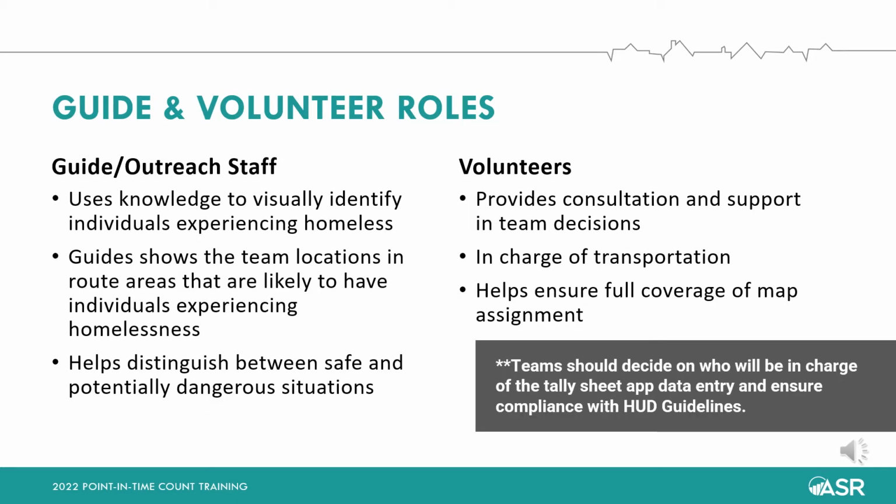There are two different types of participants on each team during the general street count: volunteers and guides. This slide outlines the differences between guides and volunteers. A guide is an individual who is previously or is currently experiencing homelessness and uses their knowledge to identify individuals experiencing homelessness during the general street count. They will guide their team towards locations in their assigned count areas where individuals experiencing homelessness are likely to be seen, and will help distinguish between safe and potentially dangerous situations. Guides are compensated for their time and contributions to the count in the form of a $20 per hour cash stipend.